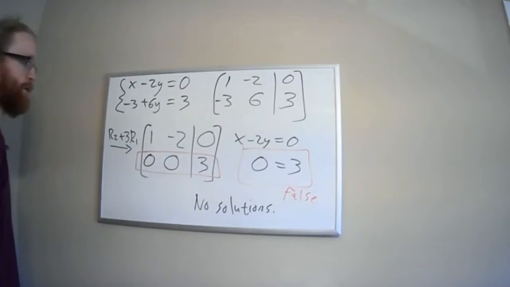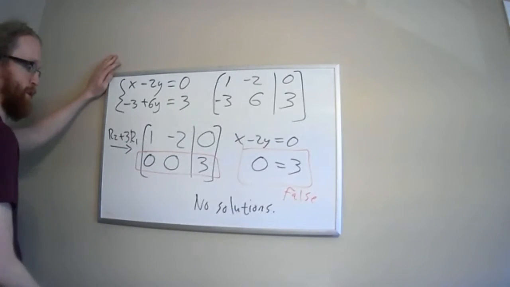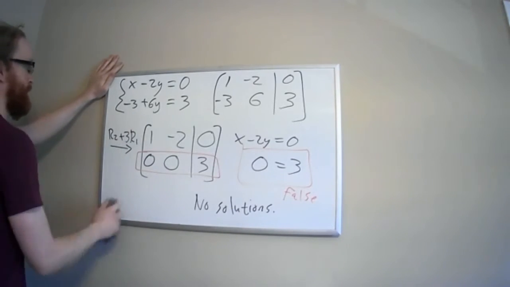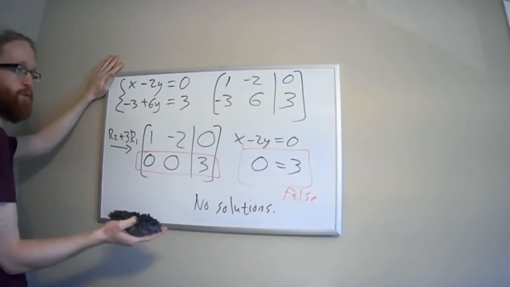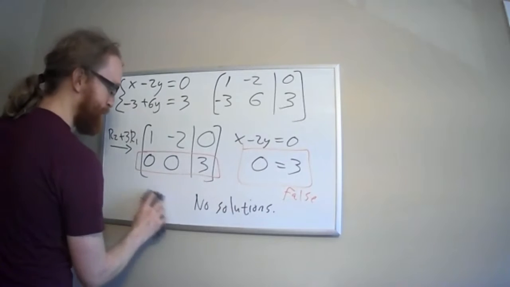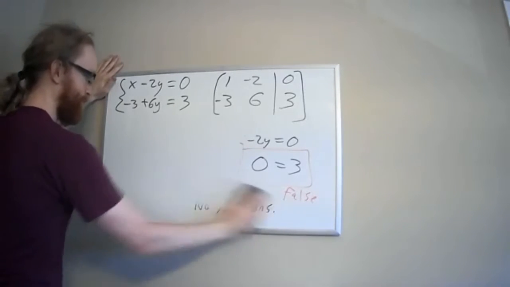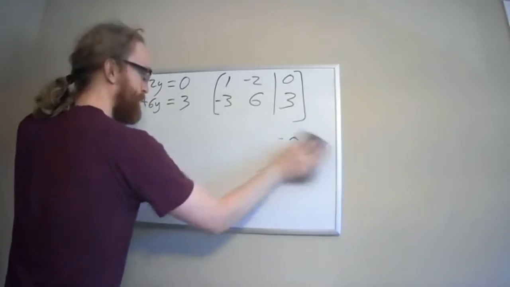Anyway, if you run into a contradiction like this, applying that means there's no solution. Okay. And if you ever encounter one of these on an exam or an activity or something, just say no solutions. Yeah, you don't have to get fancy. Just write that. Okay. So there's an example of no solutions.